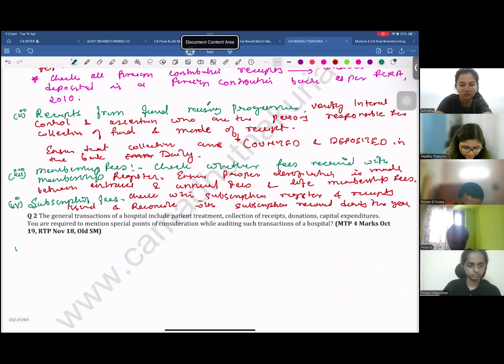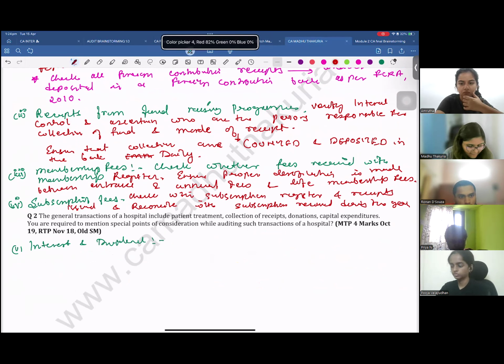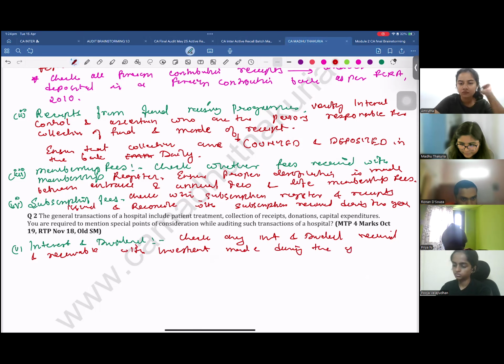Fifth point says interest and dividend. Check any interest and dividend received and receivable with investment made during the year from the receipts.